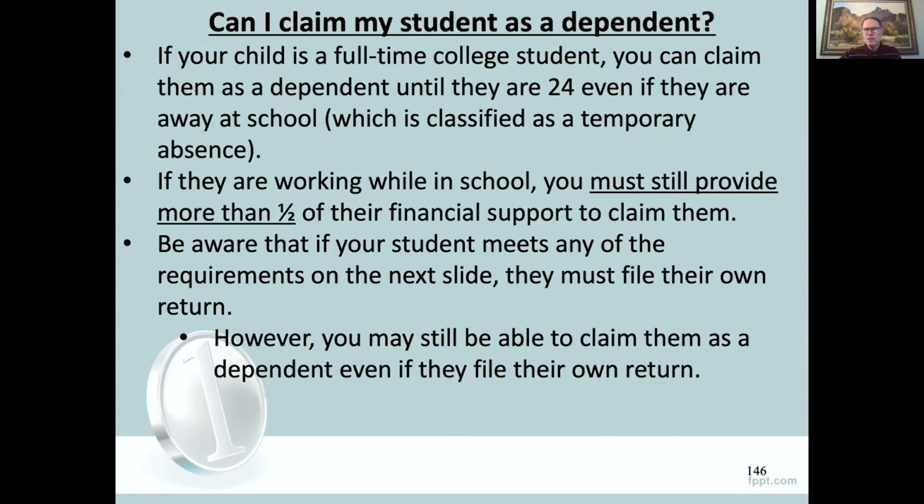If they're working while in school, you still have to provide more than half of their financial support to claim them. Remember, dependency is based on who is providing more than half of the support and that they lived with you at least 6 months of the year. But if they're away at school, that's called a temporary absence. So the 6-month rule still applies. You still may be able to claim them as a dependent, even if they filed their own return. And that's what we're going to cover.